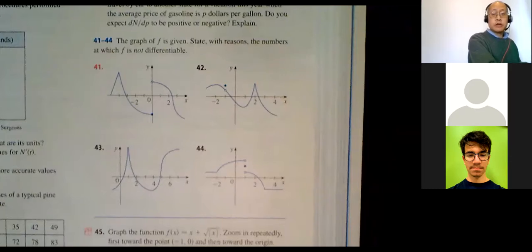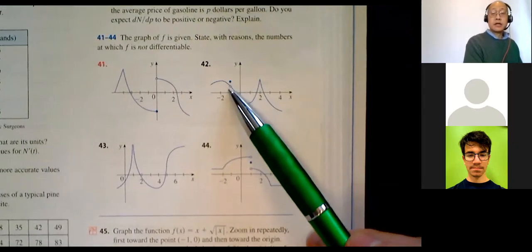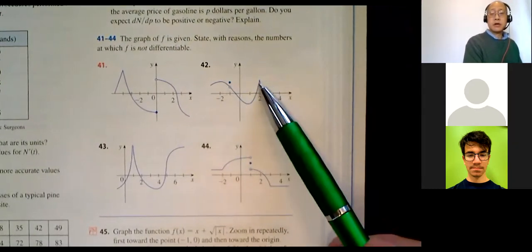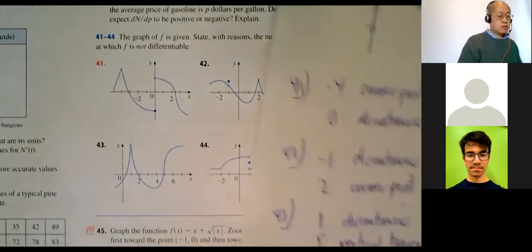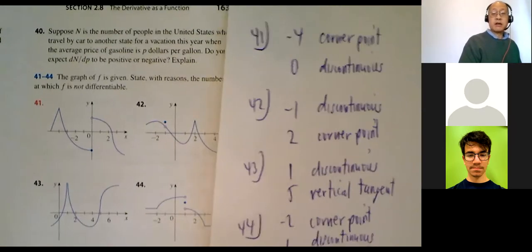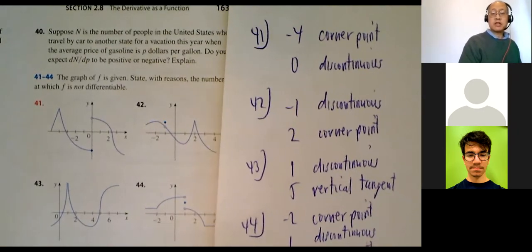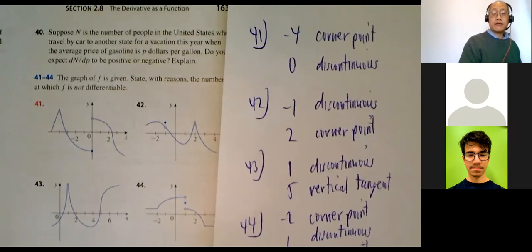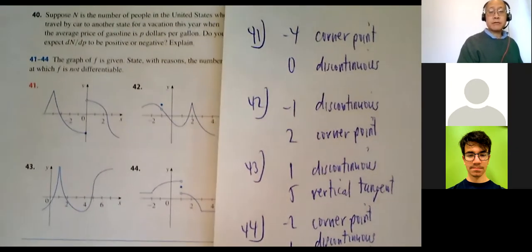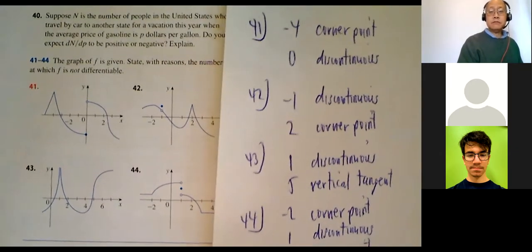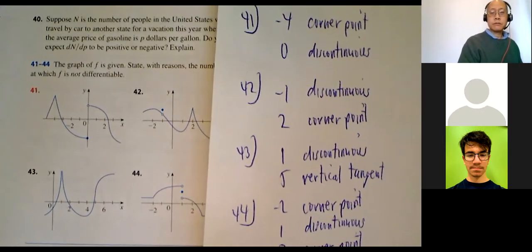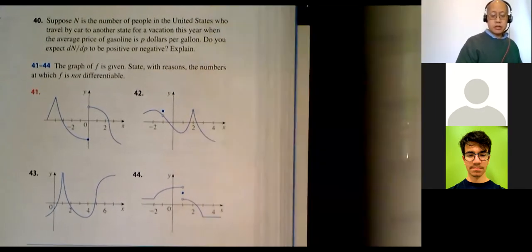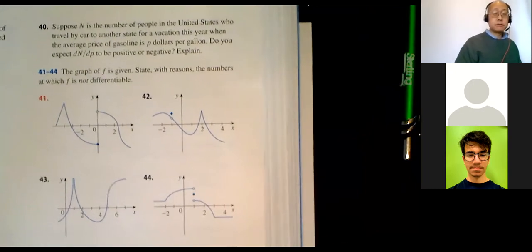So what's wrong with 42? Discontinuous and a corner point, right? At -1, the function is discontinuous, right? You have to stop and draw that dot up there and come back. And then at 2, you have a corner point. Everywhere else, the function is differentiable.